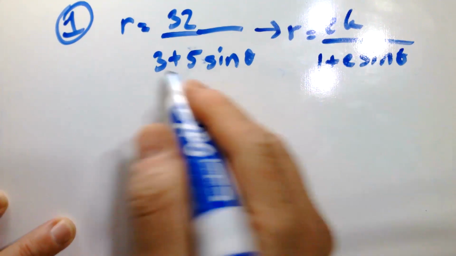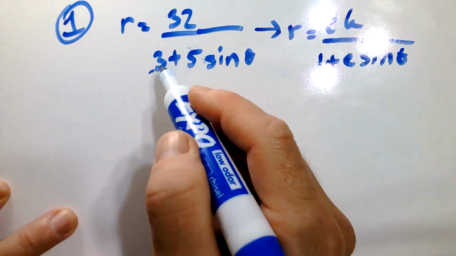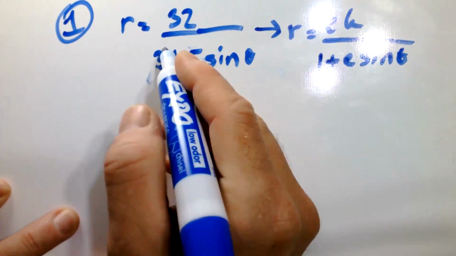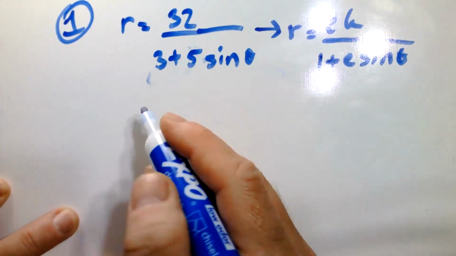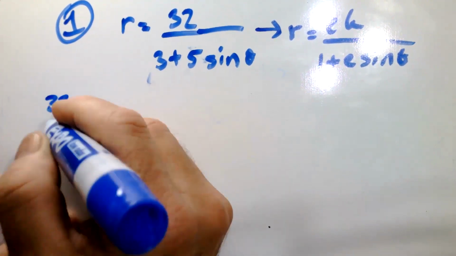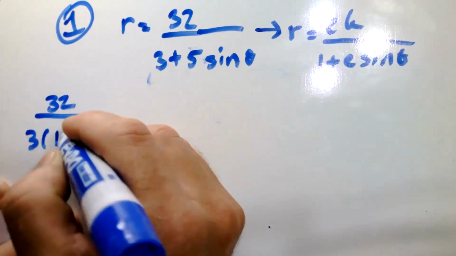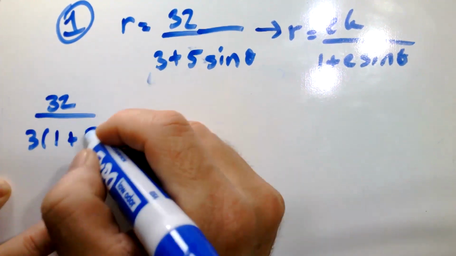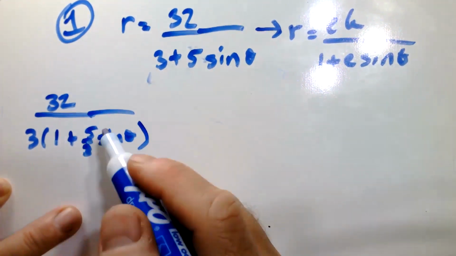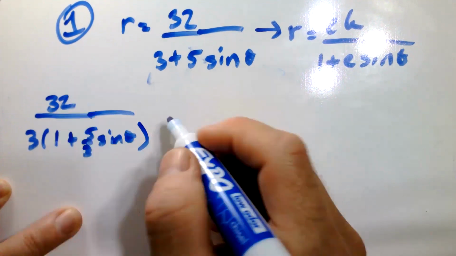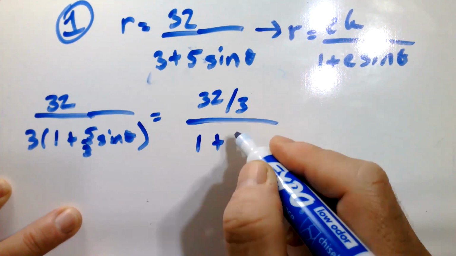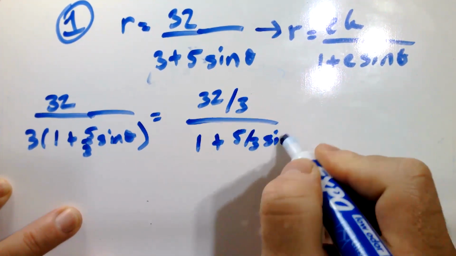Okay. So to do that, first thing I notice is that there's a 3 here, and I want that to be a 1. So if I factor out that 3, it's going to go upstairs then as a 1/3. So just a little bit of side work over here. I'm going to have this as 32 over 3 over 1 plus. If I pull out a 3, I need to divide by 3. That's how I undo the multiplication there. And so you can see then that this is equivalent to 32 over 3 times 1 plus 5/3 sine theta.